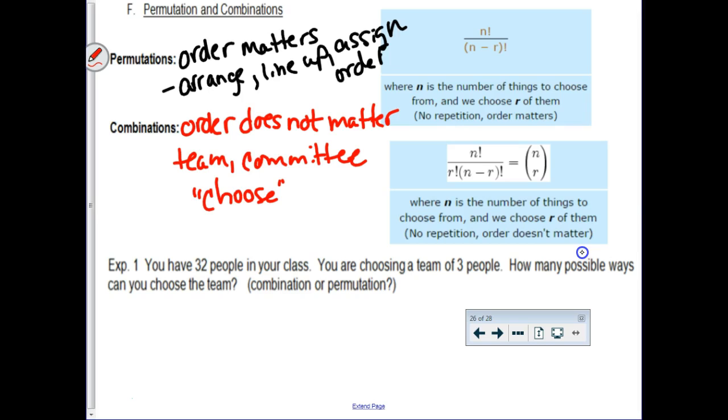So we have 32 people in our class. You're choosing 3 people for a team. How many possible ways can we do this? So is this a combination or permutation? It's clearly a combination. Now this, my friends, is how you do a combination by hand.